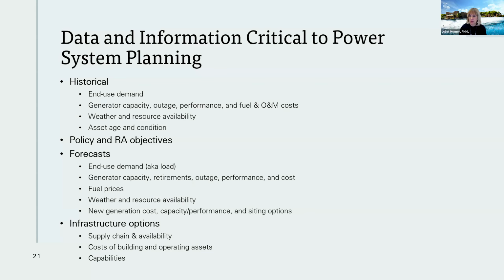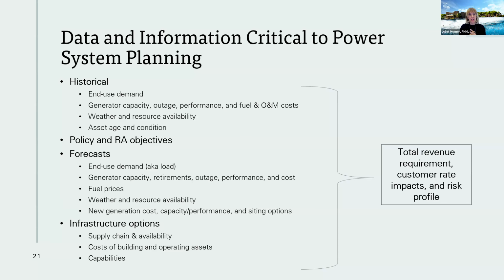So when it comes to particularly integrated resource planning, all of this information is brought together and results in a statement of, okay, this is the total revenue requirement that the utility needs to collect in order to expand the system, operate the system going forward. And that's often used as a metric in integrated resource planning. And then you can look at, well, what are the customer rate impacts from that? And then what is the overall risk profile? So that's kind of from a big picture, some of the data information and outputs from system planning.